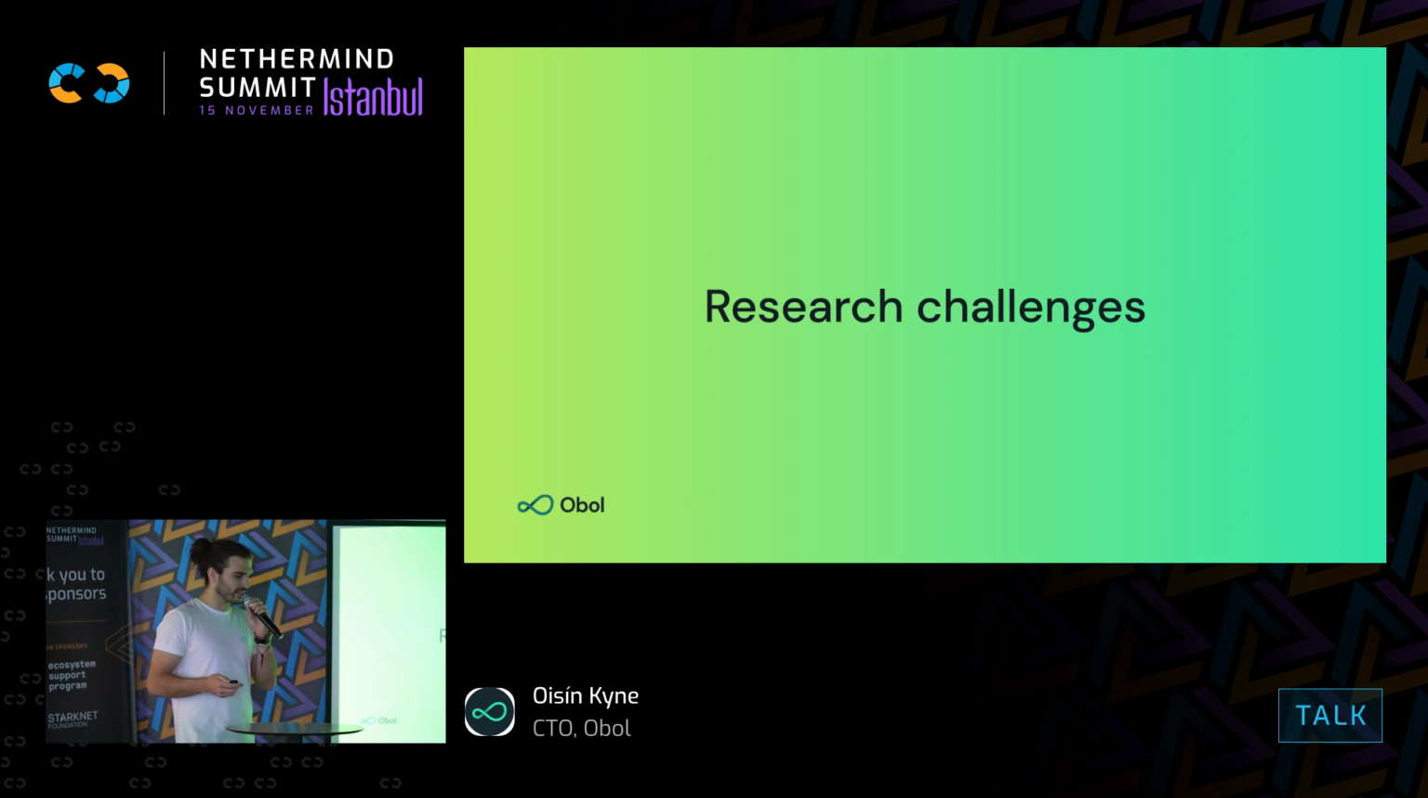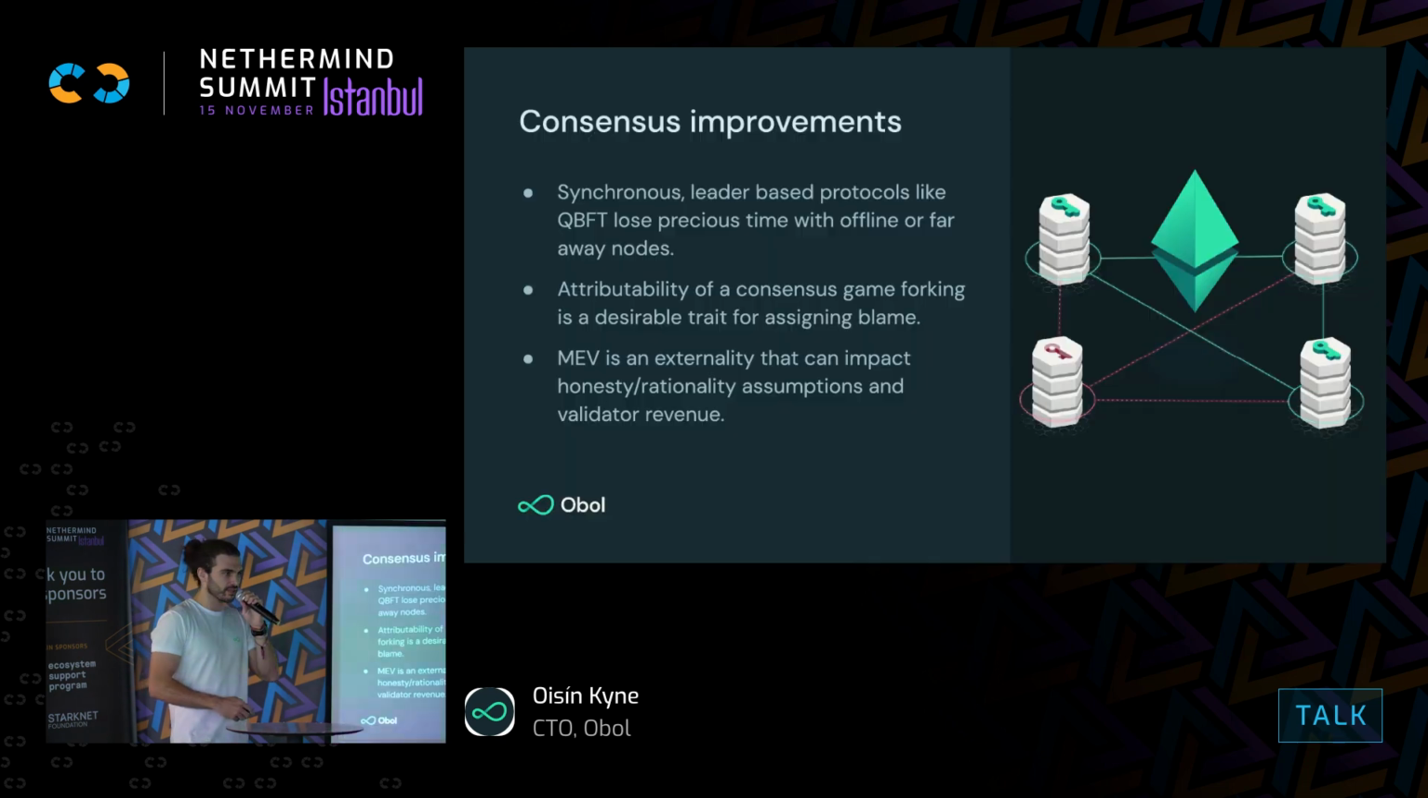The next piece I wanted to talk about is some of the research challenges, because there's quite a number of them that need solving. So far in our version 1, we decided to play it a little safer on the consensus side, and we went with QBFT. It's a well-known, well-understood protocol, but one of the downsides of it is when an operator is offline, you have to wait for them to time out, or when they're slow, you have to wait for them to time out.